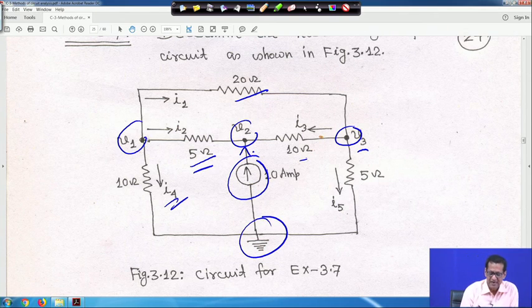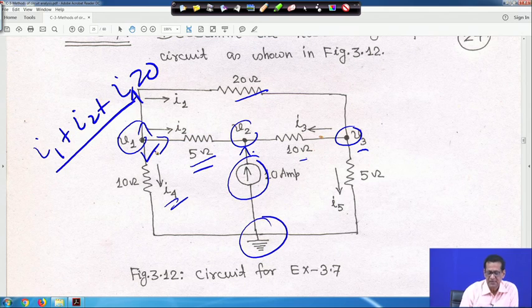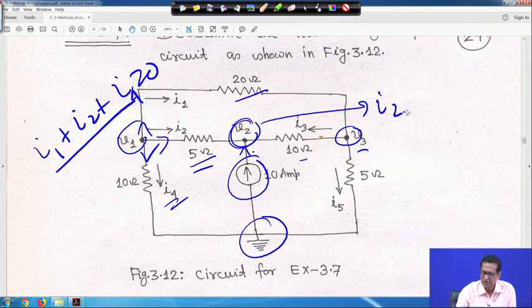If you apply KCL at node 1, these currents are leaving the node, so I1 plus I2 plus I4 is equal to 0. All of I1, I2, I4 you can substitute in terms of V1, V2, V3. Similarly, at node 2, I2, I3 and 10 are all entering the node. So, I2 plus I3 plus 10 is equal to 0.